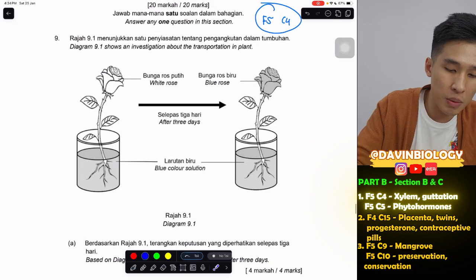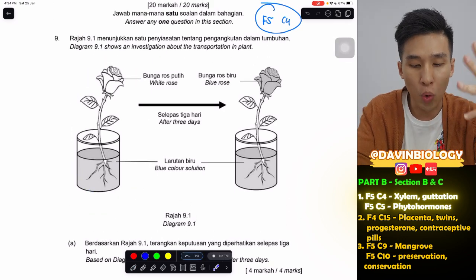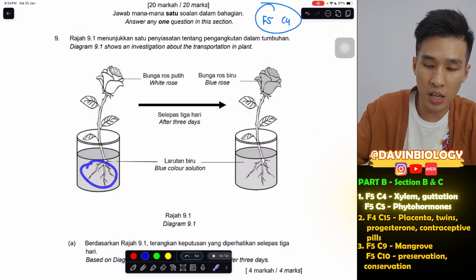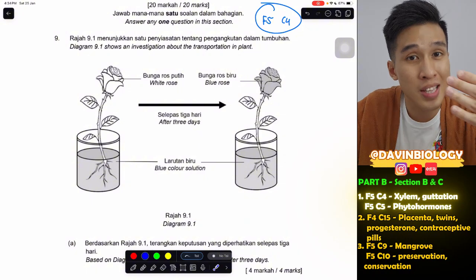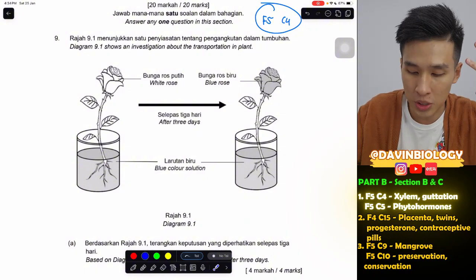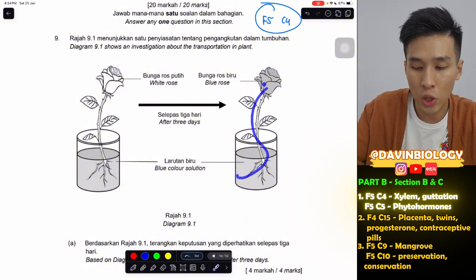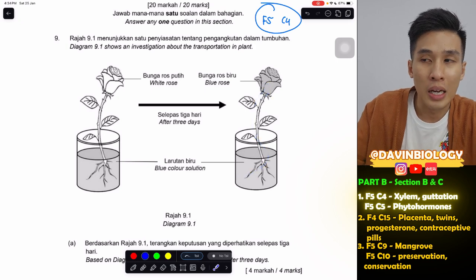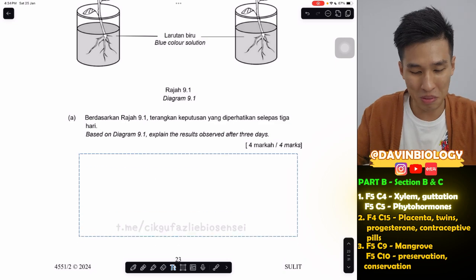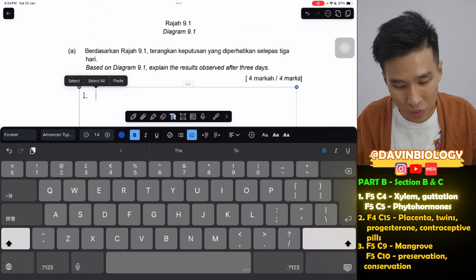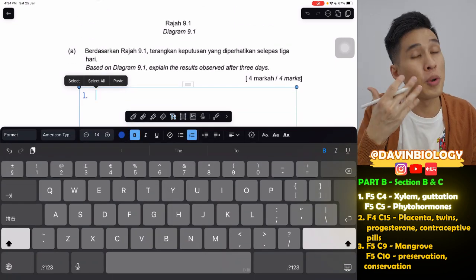So what happened here is that they put this white rose inside a blue solution, and after that it became blue. For this question you obviously have to talk about the xylem, because xylem is the one that transports water. Since the water is blue, the blue color causes the rose to become blue as well. So this question actually has nothing much to talk about. So for number one, we can just talk about the results first.